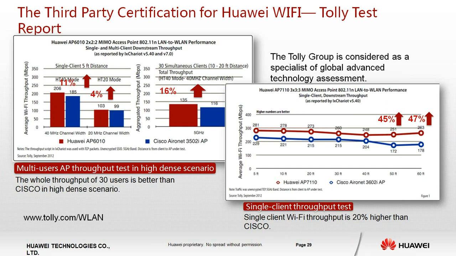All of these results are actually posted on our website at tolly.com/WLAN. I would strongly encourage you to go to that website and see the results yourselves, to see how much better throughput and coverage are coming from the Huawei WLAN family.